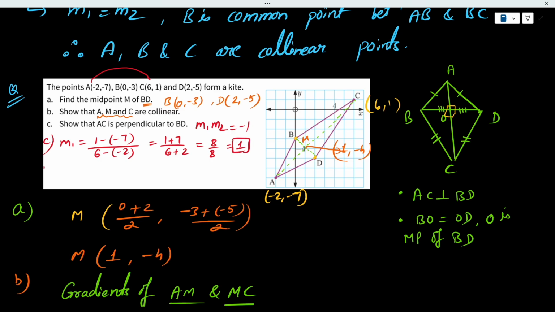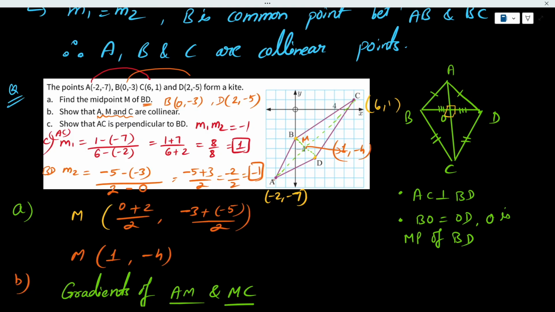Okay. Now here M1, this is for AC. After that, you need to take the other one. What is the other diagonal here? BD, because you need to show that AC is perpendicular to BD. So for BD, if I take M2 as the gradient, you can take here -5 minus of -3 by x2 is 2 minus 0. Okay, because here for BD, y2 is -5 minus -3. So this is -5 plus 3 by 2, which is -2 by 2, which is -1.